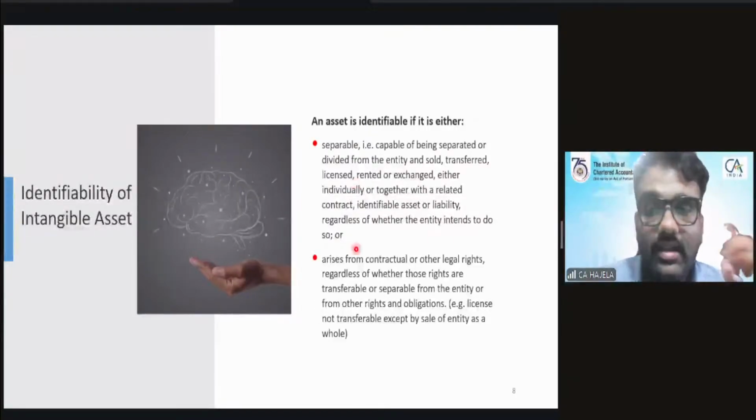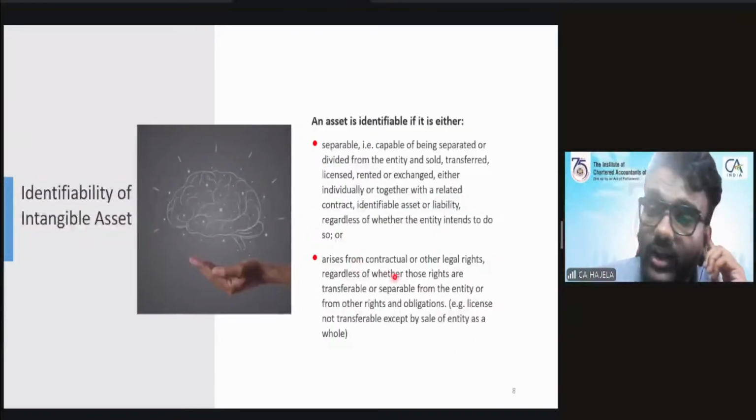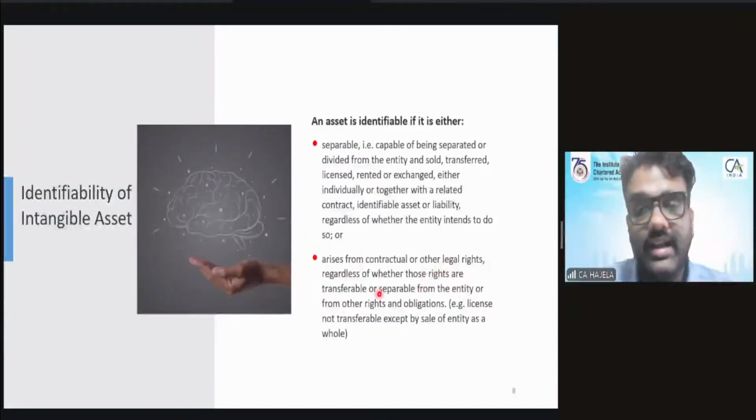And even if it arises from contractual or other legal rights, regardless of whether those rights are transferable or separable from the entity. Right? Example, a license not transferable except by sale of the entity as a whole.